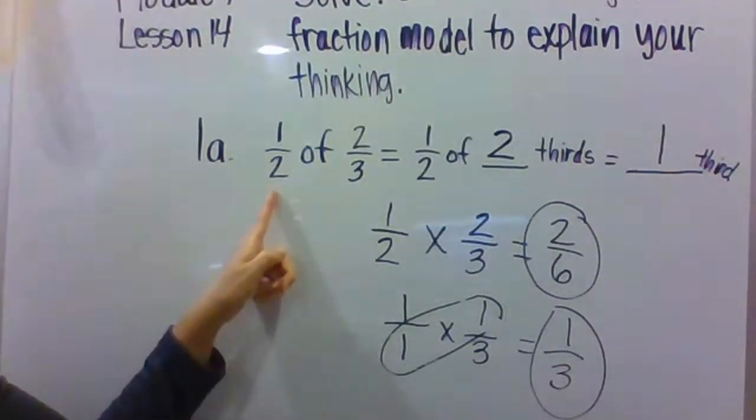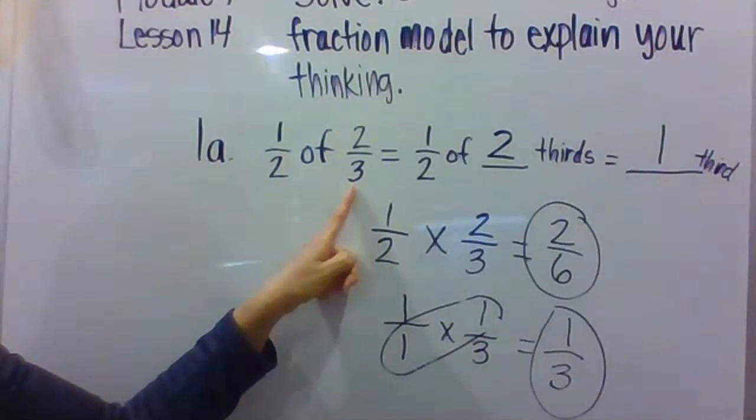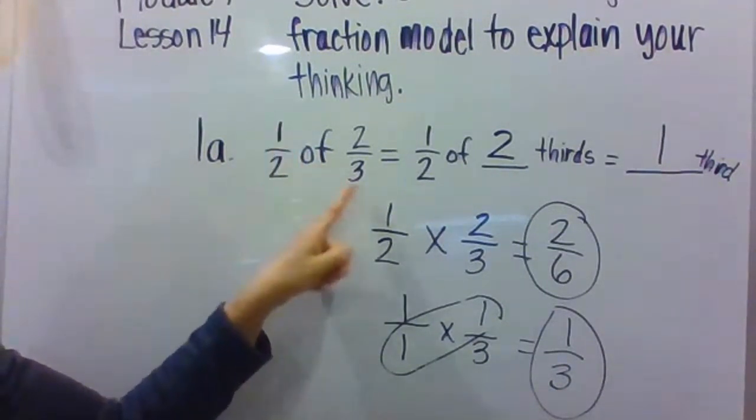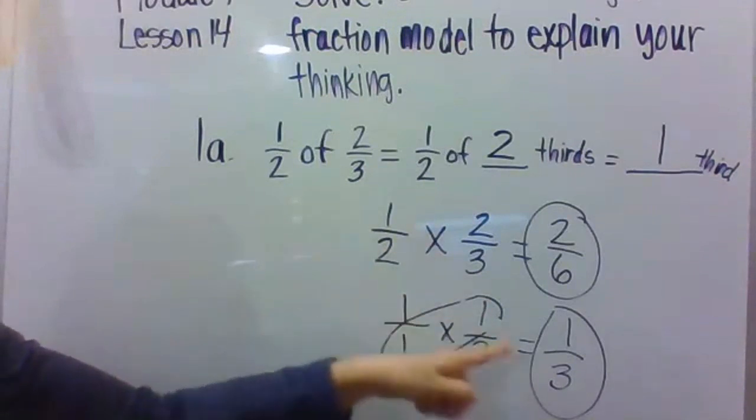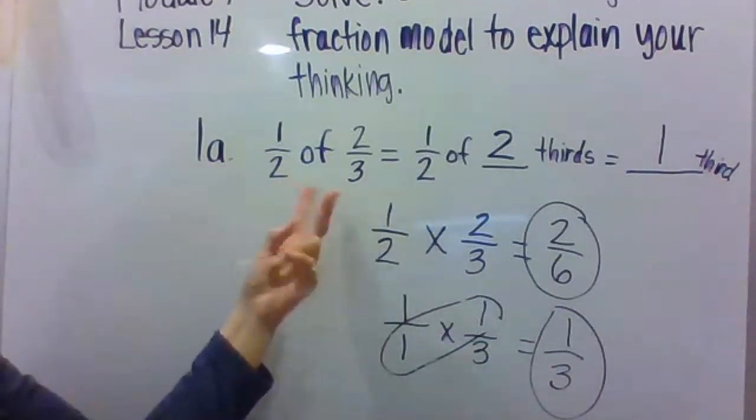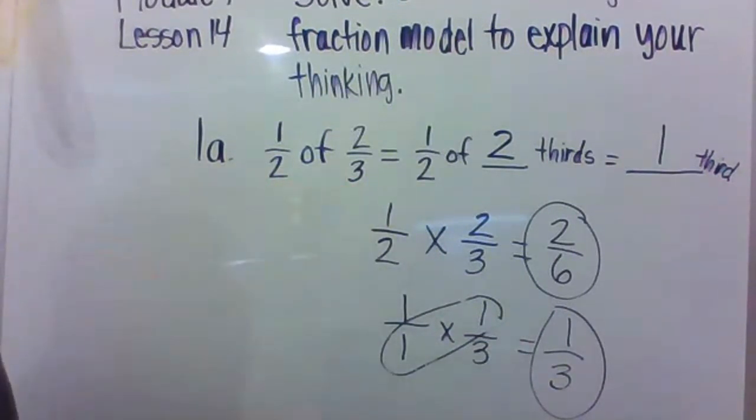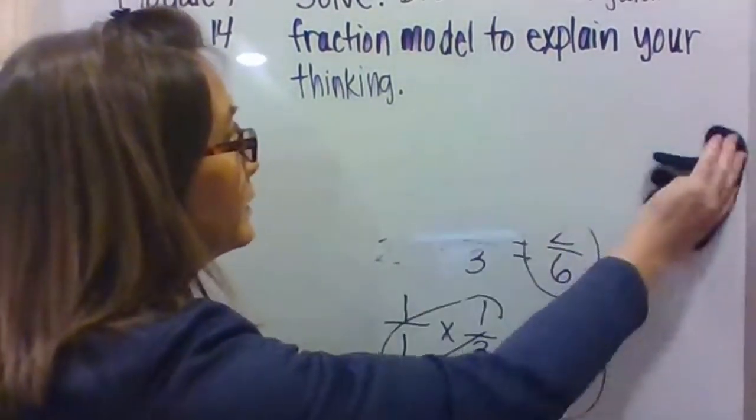So is 1/2 more than 1 or less than 1? Should be less, right? Is 2/3 more than 1 or less than 1? Again, less than 1. So class, what happens when you multiply a fraction less than 1 by another fraction less than 1? What happens to the product? It is smaller or less than both factors. So is 1/3 less than both of these factors? Okay, very good. All right, let's look at question 1B.